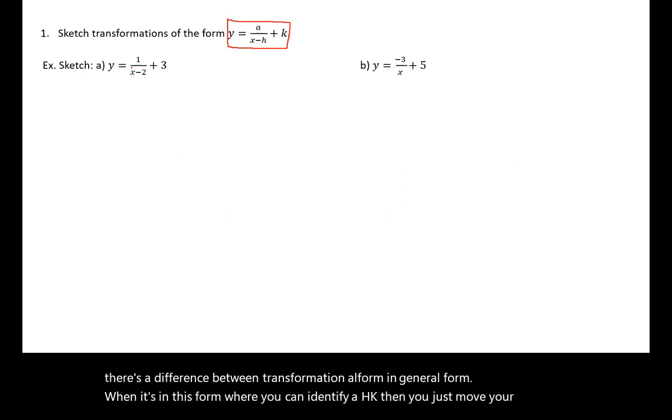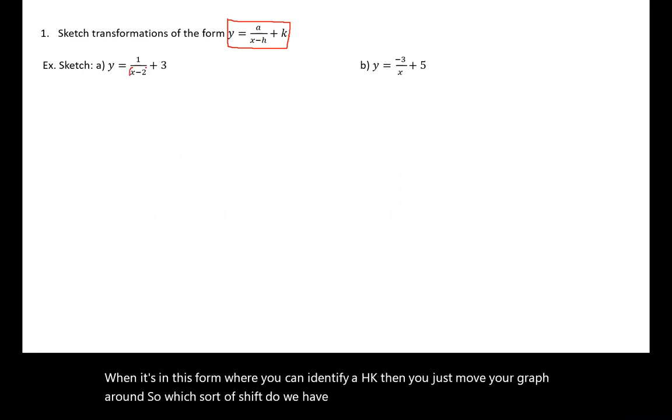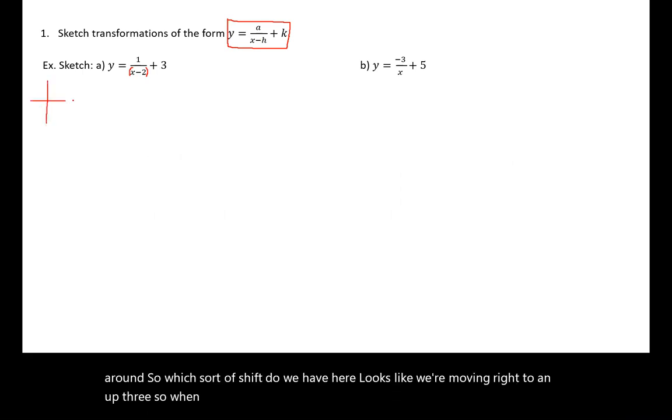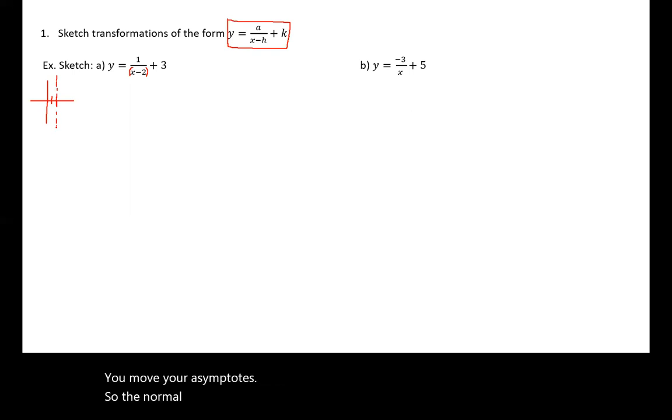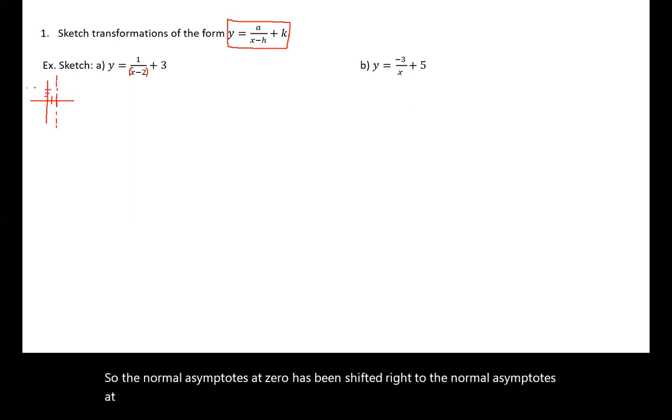So what sort of shift do we have here? Looks like we're moving right 2 and up 3. So when we sketch that going right 2 and up 3, you move your asymptotes. So the normal asymptote at 0 has been shifted right 2. The normal asymptote at 0 has been shifted up 3.